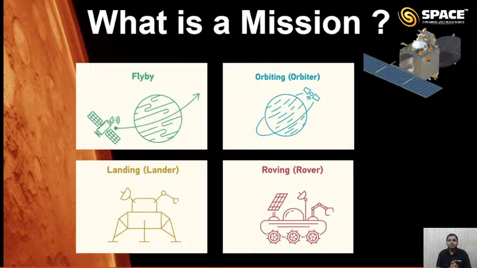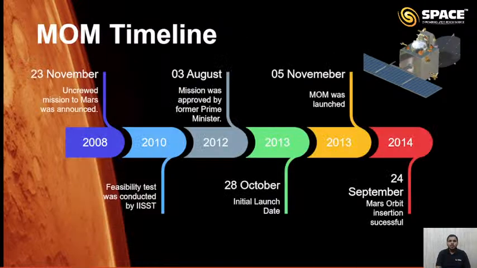Now, one thing is clear that this MOM is an orbiter mission, right? Now, let me take you on to a timeline. Because if we want to talk about this Mars orbiter mission, the timeline is very important. So, let's start from 1969, the time when ISRO was getting formed.